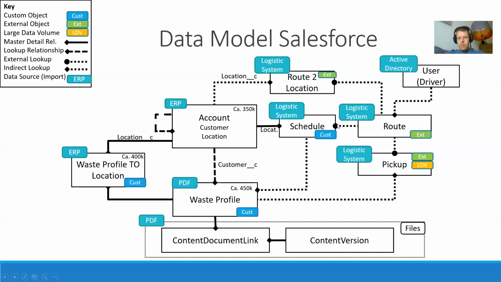The schedule is via external lookup related to a route object. This is also an external object. This defines a certain route, let's say Berlin North every Monday. Each route has many pickups. And the pickup is again via indirect lookup. Pickup is also an external object connected to the lookup, so to the waste profile.